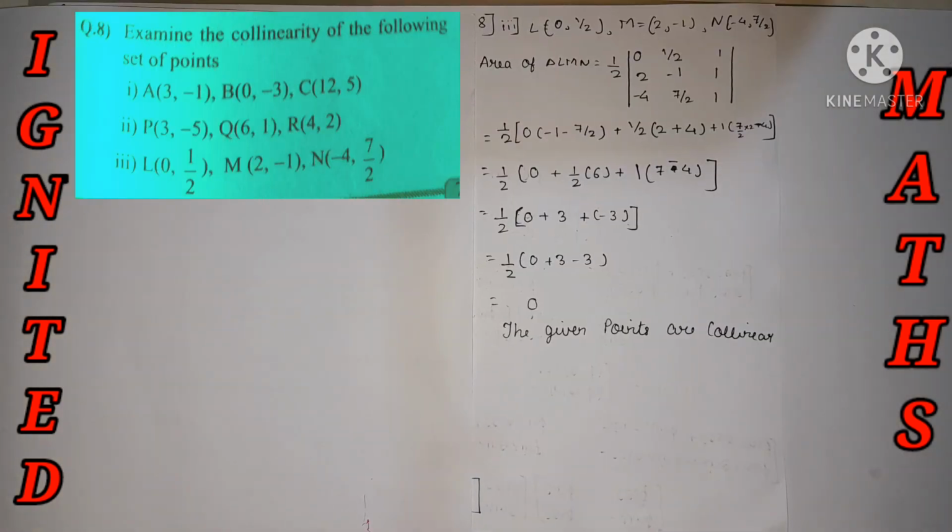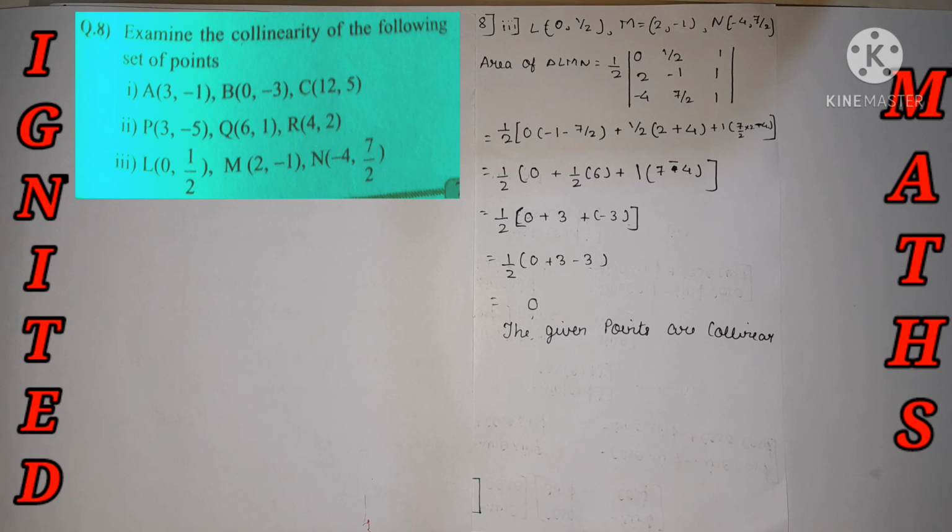The 8th main question asks to examine the collinearity of the following sets of points, in which we need to find whether the points are collinear or not. That is nothing but finding the area of the triangle by the determinant. If the value of the determinant is equal to 0, then the points are collinear. If it is not equal to 0, then they are non-collinear. So we are going to do the third sum.